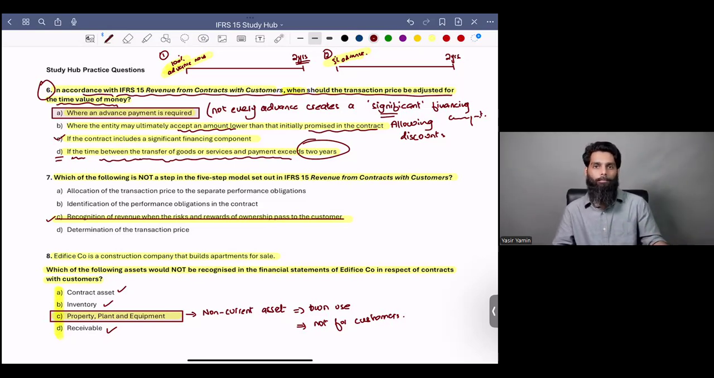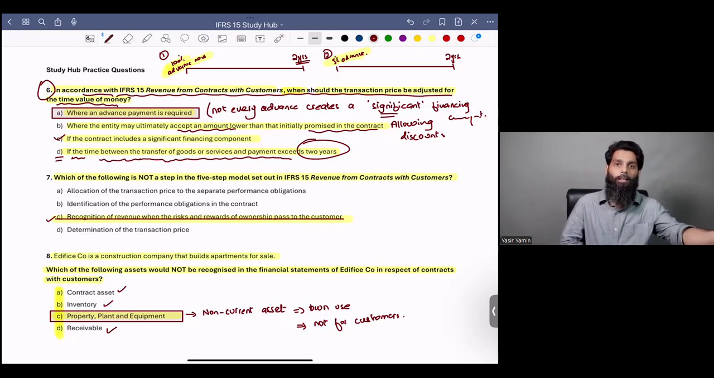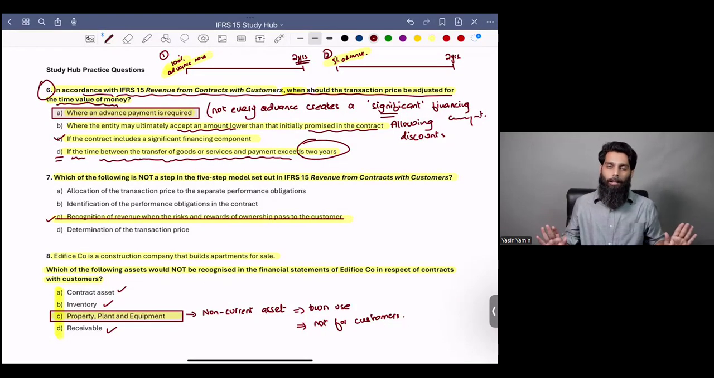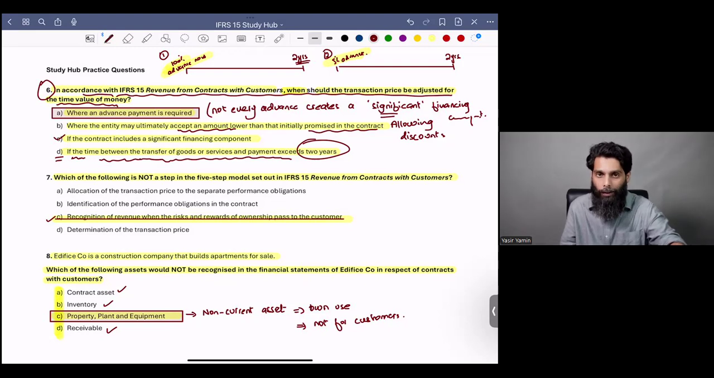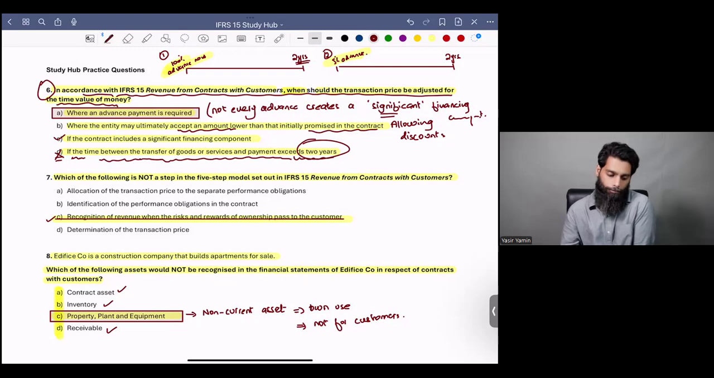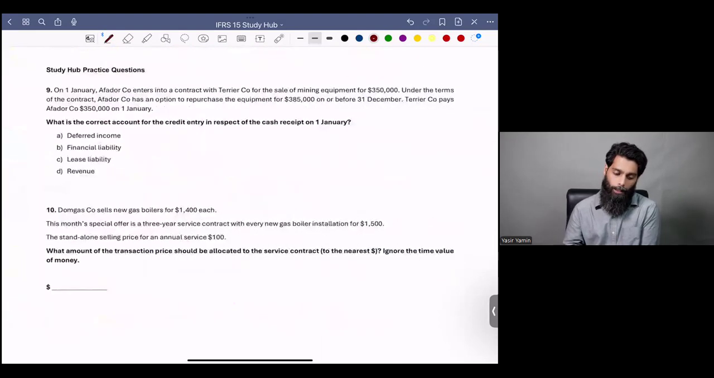It can be 1 year, 2 years, 3 years, 4 years, 10 years. Under IFRS 15, a 2-year benchmark is not provided. A significant financing component comes even after 1 year, not necessarily 2 years. So this specification that only if it exceeds 2 years you have to adjust time value is incorrect. And that is why D is not the answer. Make sense? Perfect. Let's move forward, guys.